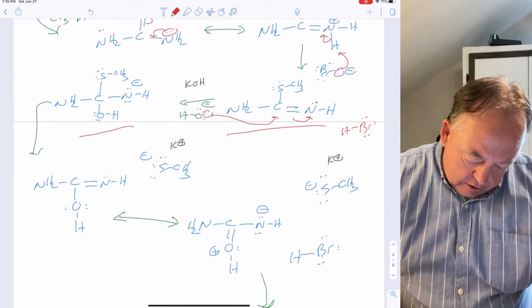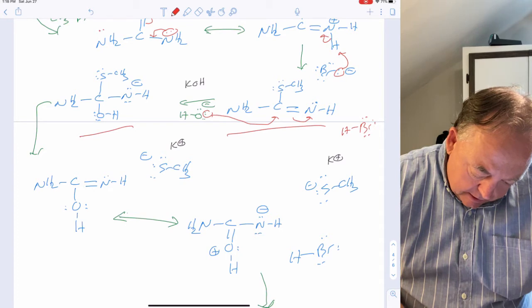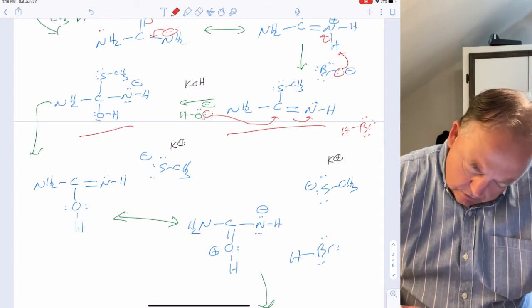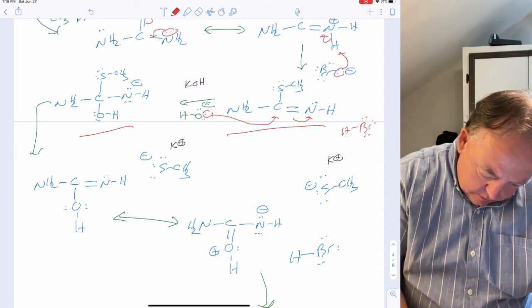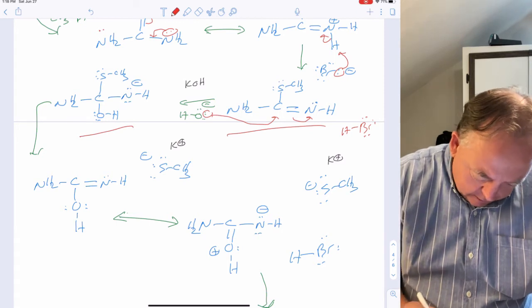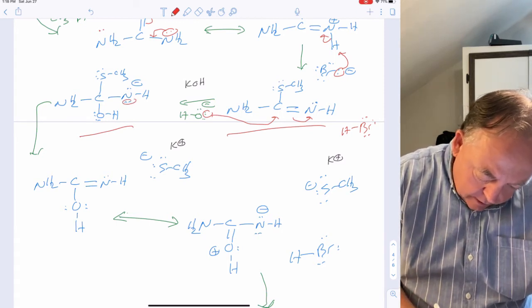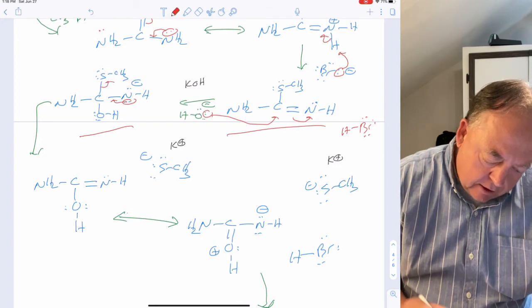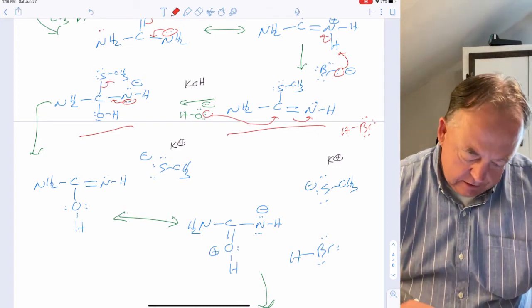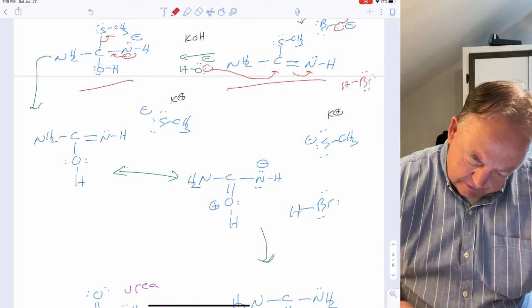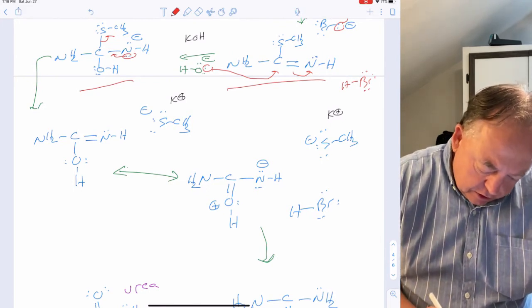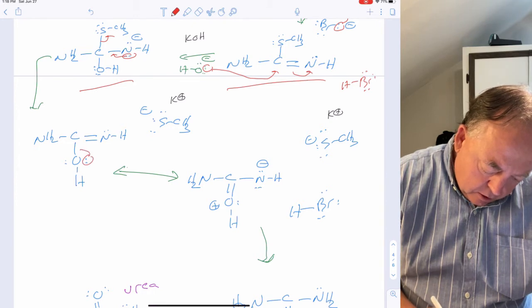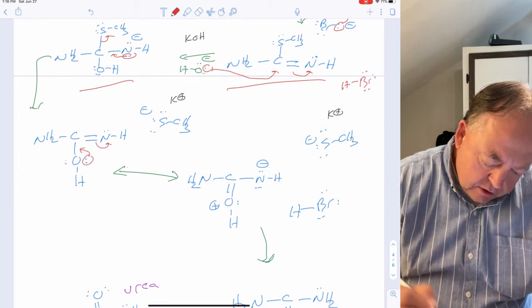And then what we want to do is let's take a lone pair on nitrogen, move it down to make a carbon nitrogen double bond and kick off the CH3S-. And let's draw a resonance structure, make a carbon oxygen double bond, move those electrons up.